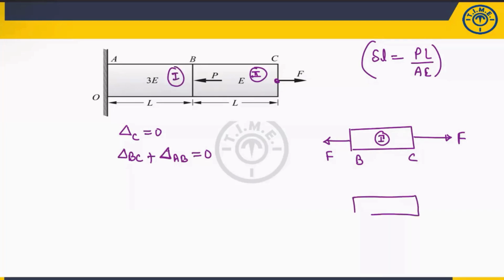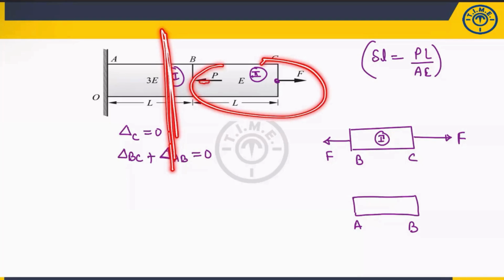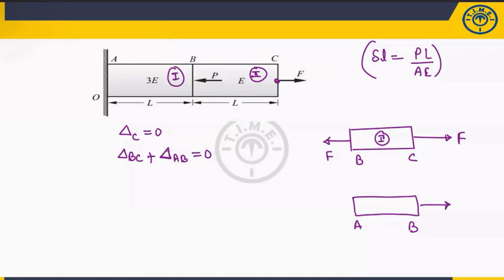Now, this is the bar AB. What is the force acting? Take this particular section and take the algebraic sum. F is tensile and P is compressive, because it is trying to compress this section. So can I write F minus P? The load value will be F, and P is in the opposite direction. The algebraic sum of force is F minus P, so F minus P is subjected for the AB member. What is the Young's modulus? Here it is E, here it is 3E.